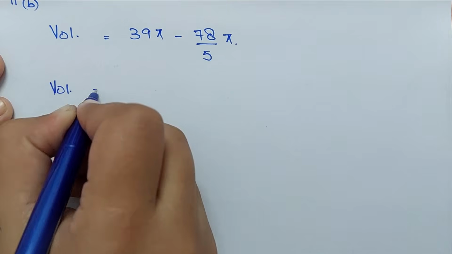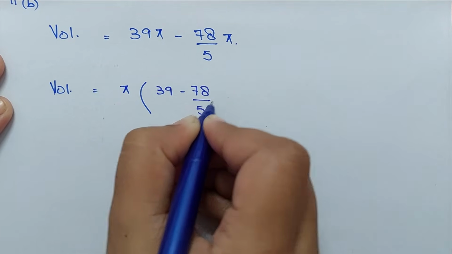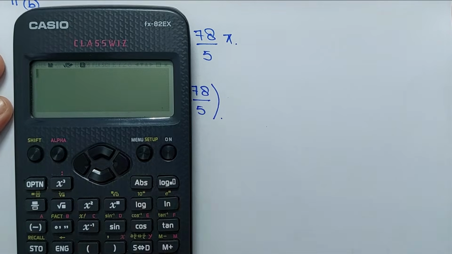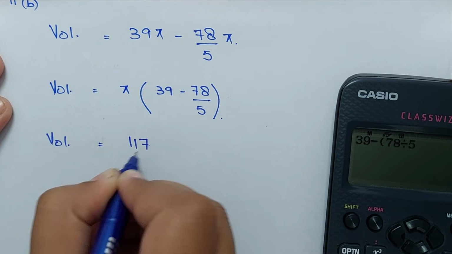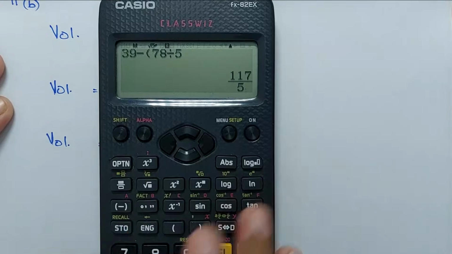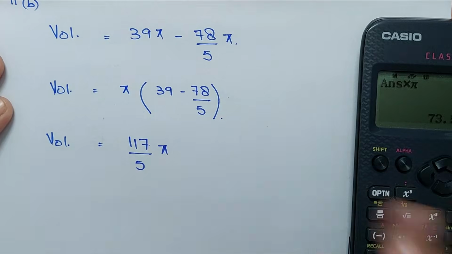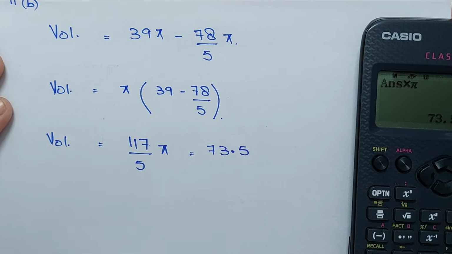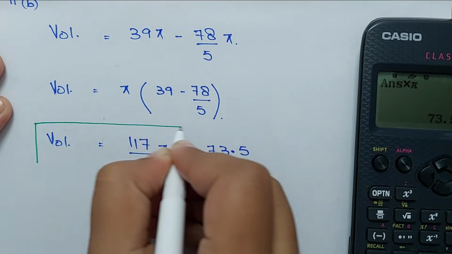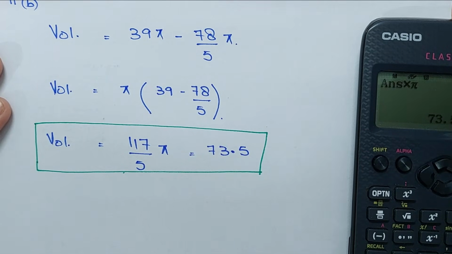Now the volume becomes, taking pi common, 39 minus 78 over 5. 39 minus 78 divided by 5 is 117 over 5. So the volume is 117 over 5 pi, or multiplying by pi, we can say 73.5. Both are correct answers for the volume. This is the exact one and this is the decimal one.